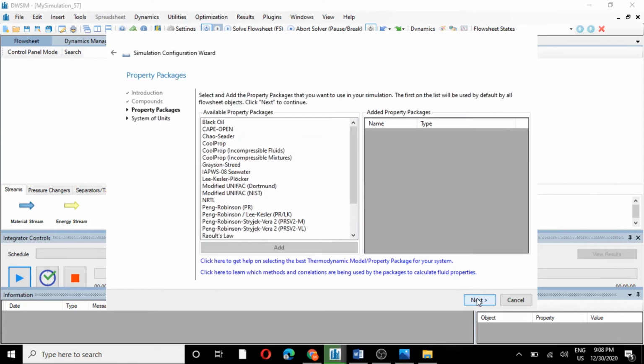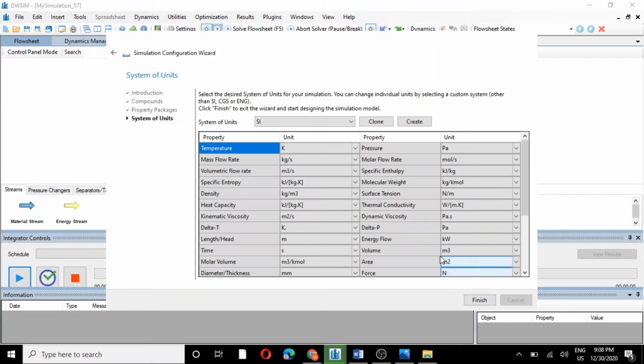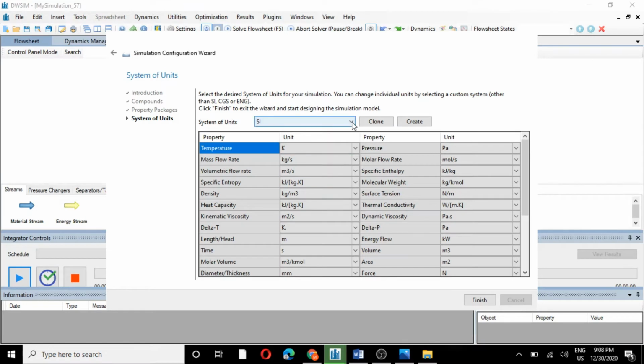Click next. Then for this particular problem, we're going to use a Peng-Robinson property package. Click add, then next. Then for the system of units, since in the problem it uses pound per hour, we should use pound per hour here. So pound per hour, and for the molar flow rate, pound mole per hour. Then finish.